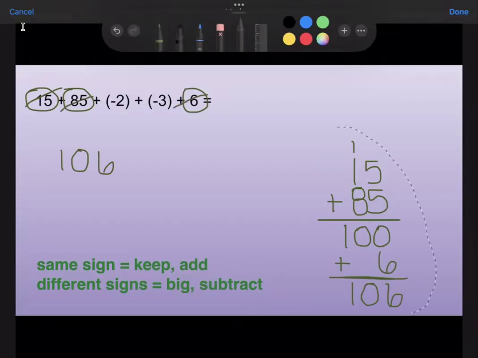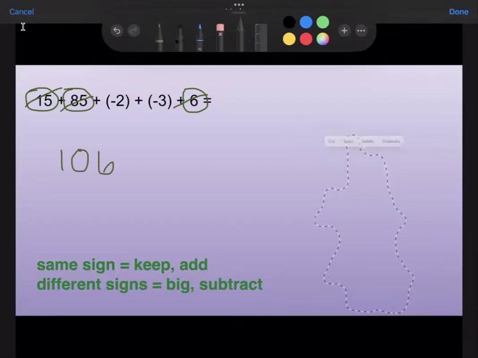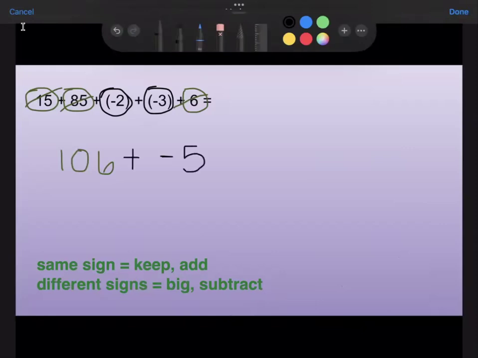Okay, so I'm going to go ahead and take this work down. And now I can focus on my negative numbers, -2 and -3. Same sign rules mean that I would be keeping that negative, and then I'd add the numbers together. Well, 2 plus 3 is 5. So this would be my different signs that I'm going to put together to get the final answer.